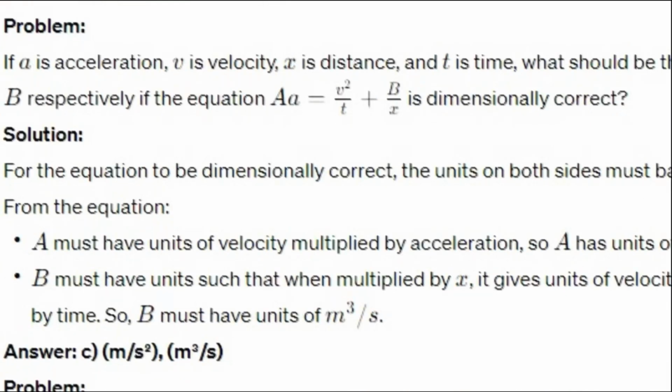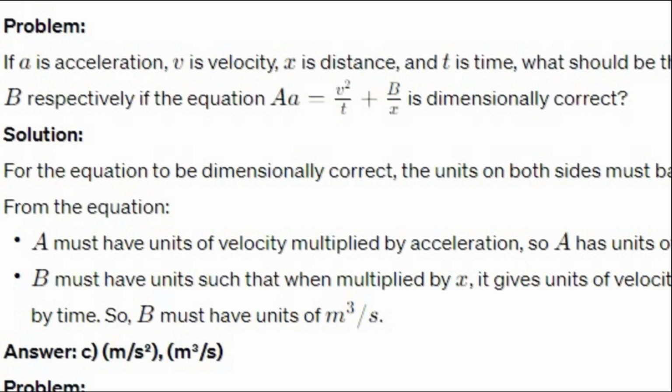Problem 2. If A is acceleration, V is the velocity, X is the distance, and T is the time, what should be the units of A and B respectively if the equation A equals V squared over T plus V over X is dimensionally correct?